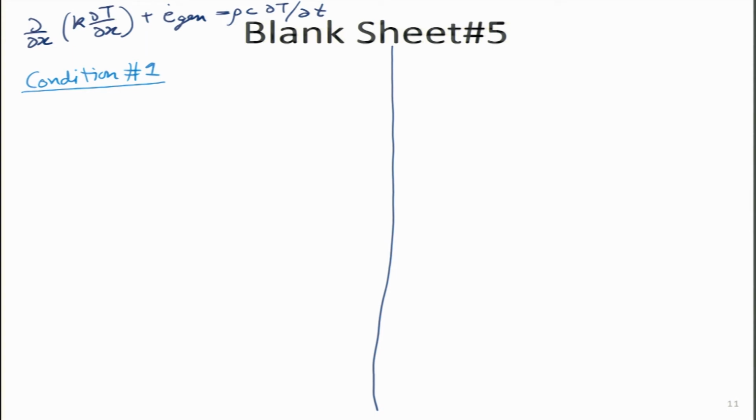In condition number 1, I will make three assumptions. The first one is that heat transfer is taking place under steady state. The second condition is that there is no energy generation taking place. And the third case, I am going to assume that the thermal conductivity is a constant value.